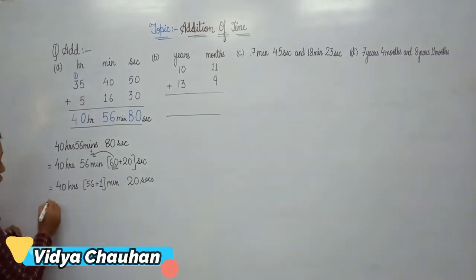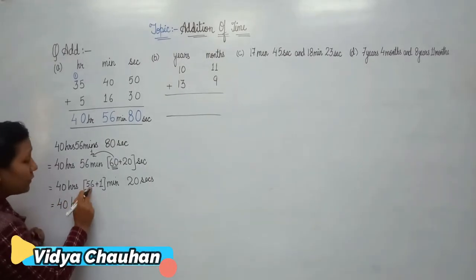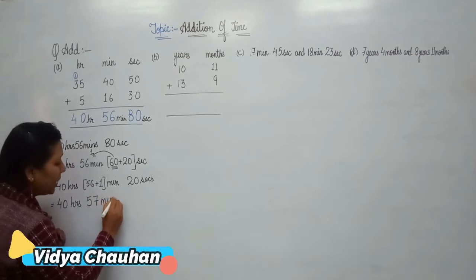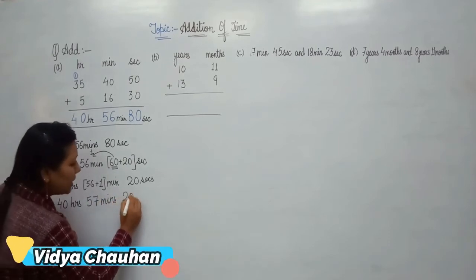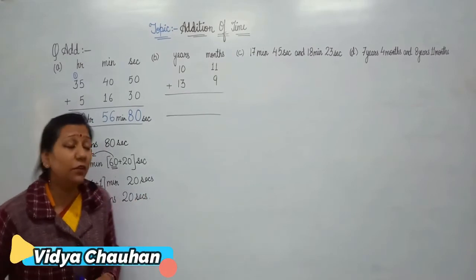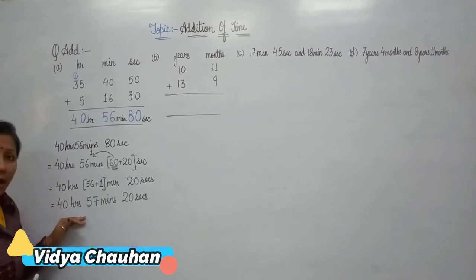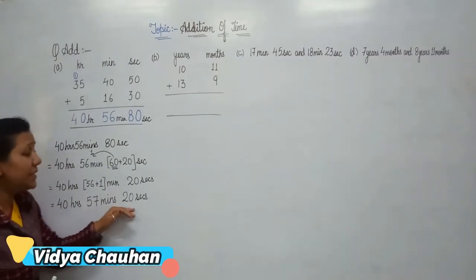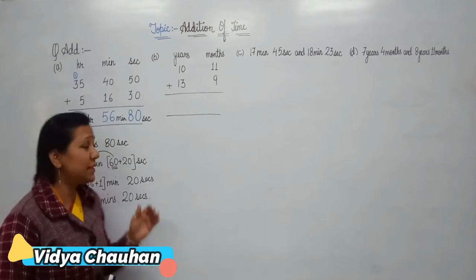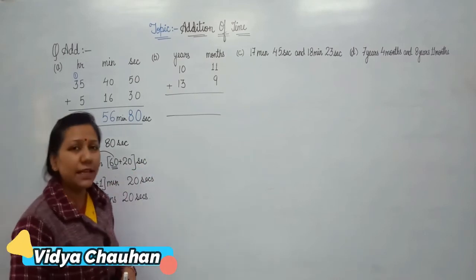Clear students? So what is your final answer now? 40 hours, 56 plus 1, that is 57 minutes and 20 seconds. So this is your final answer, in which we get the final answer for the addition of these two values as 40 hours, 57 minutes and 20 seconds. Clear students? I hope this addition term is clear to all of you. Let's take one more example.